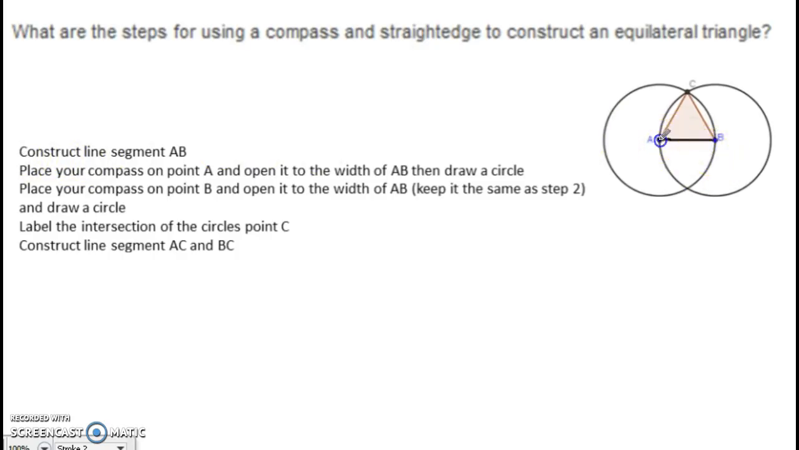Then you're going to put your compass on point A. You're going to open it to a width of AB. And you're going to draw a circle. Or like in the video, you could just draw that top arc. Then you're going to put your compass on point B and you're going to do the same thing. Keep the compass a width of AB and draw your circle. Label the intersection point as C and then connect. Use a straight edge to connect AC, CB, and AB. And that is your construction for an equilateral triangle.